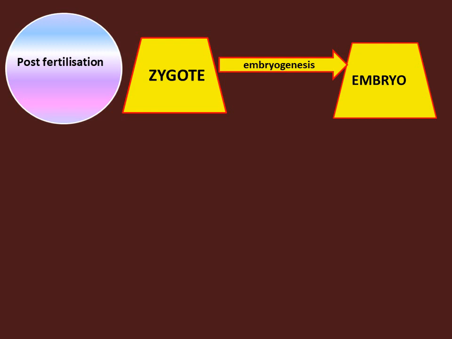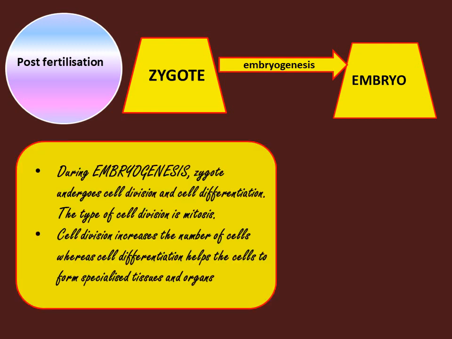The formation of embryo from zygote is called embryogenesis. During embryogenesis, the zygote undergoes cell division and cell differentiation. The type of cell division is mitosis. Cell division increases the number of cells, whereas cell differentiation helps the cells to form specialized tissues and organs.